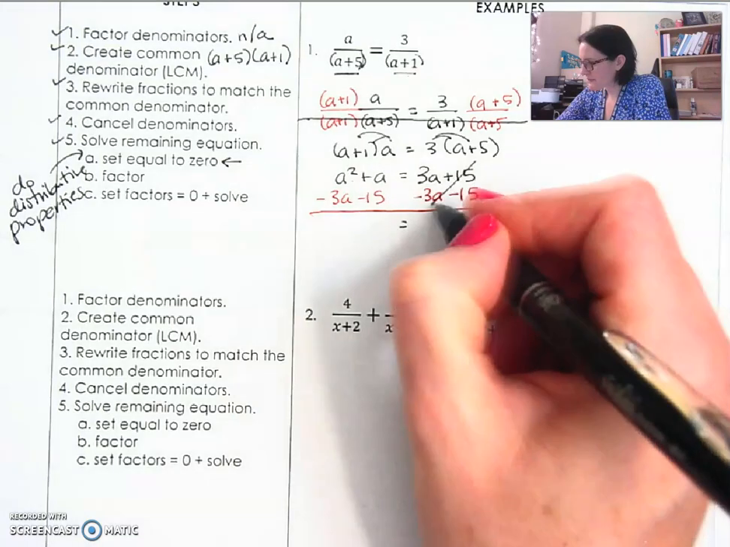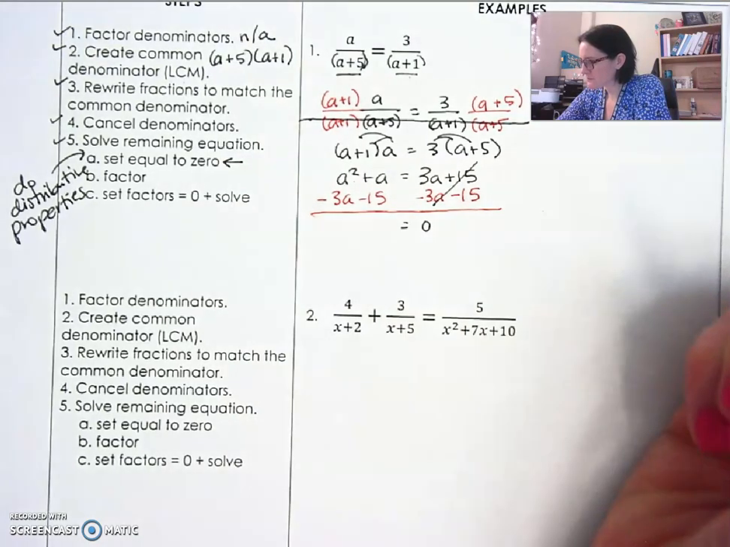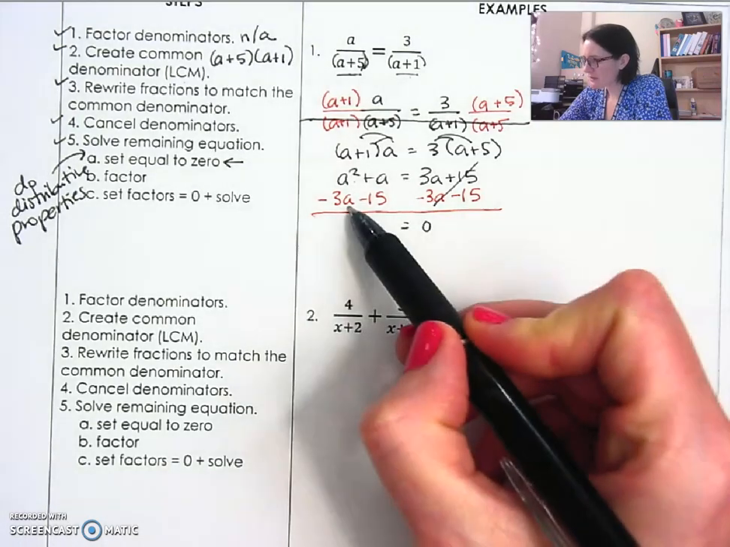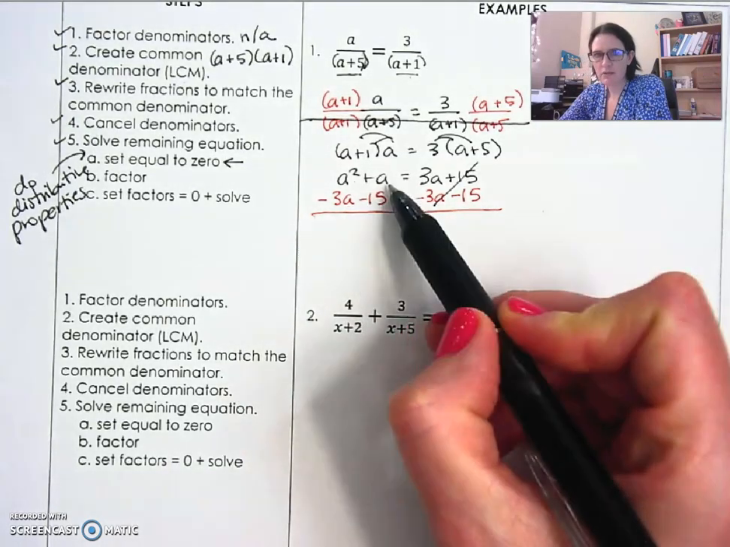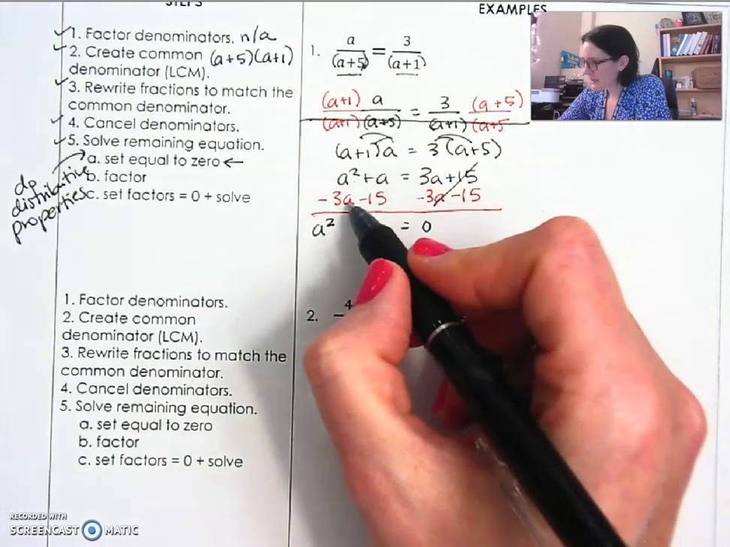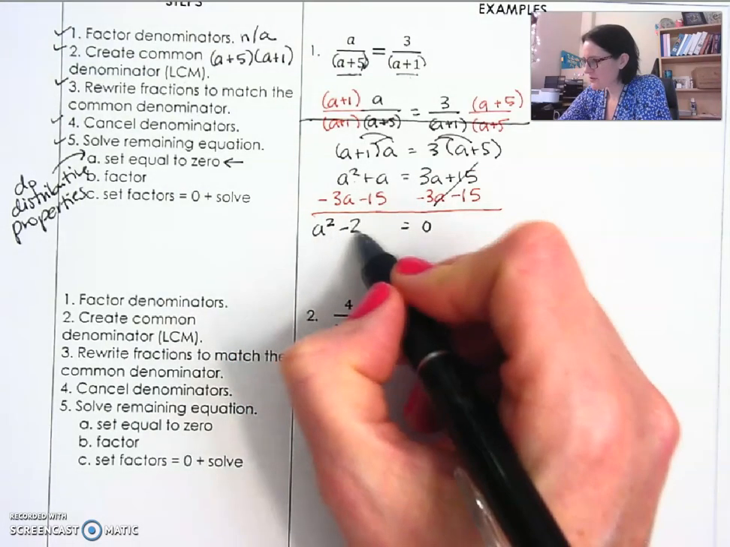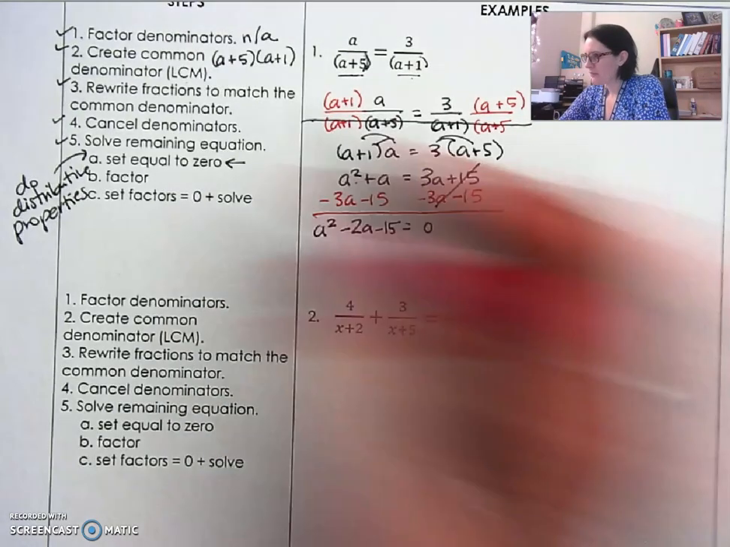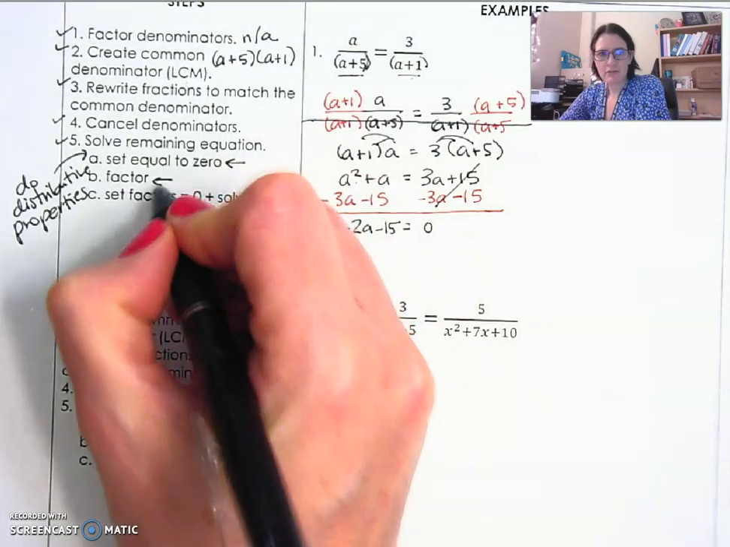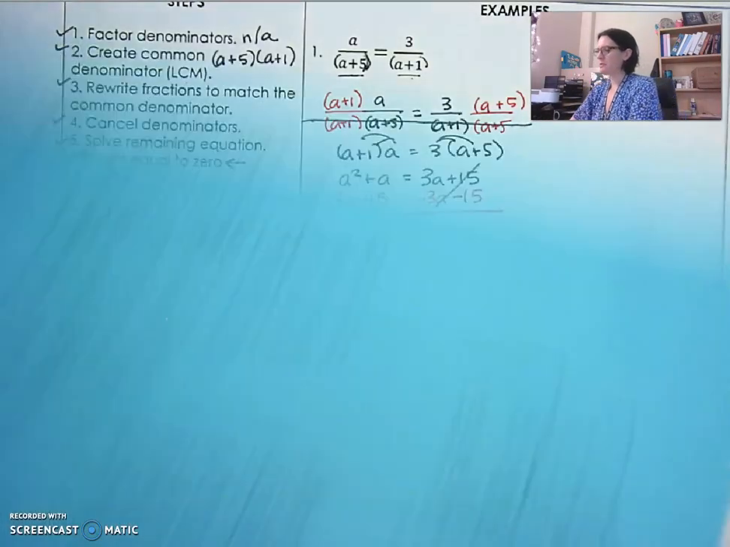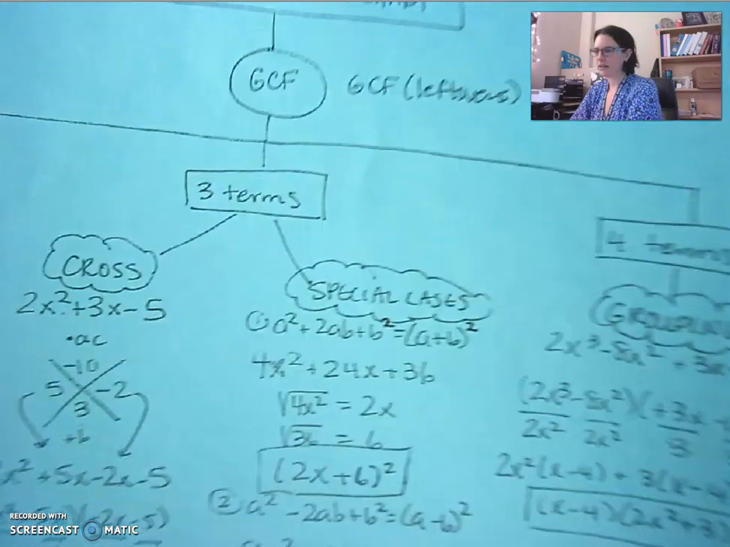So on the right, everything cancels, leaving me 0. On the left, I'm going to combine like terms, which is only the a's right here. So a squared combines with nothing. Negative 3a, positive 1a is negative 2a, and then minus the 15. So now we need to factor. I'm on the factoring step. I'm going to use my factoring flowchart if I still need that help.